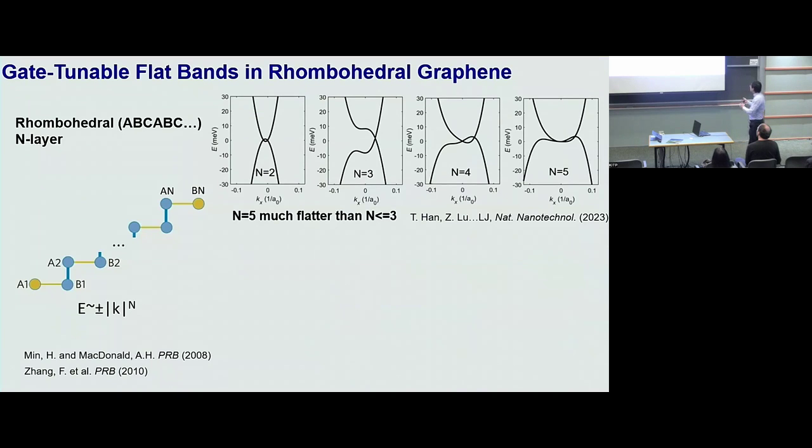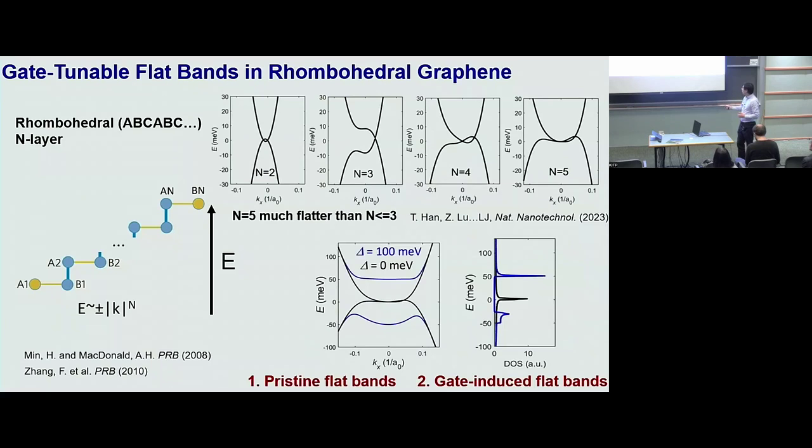And then, basically, I'm saying if you just isolate part of graphite, if you have the rhombohedral stacking and you isolate it, you get a flat band automatically. You don't need twisting, you don't need moiré engineering, nothing, not even gating. This is the first type of flat band that you can get from rhombohedral graphene, and we'll call it the pristine flat band.